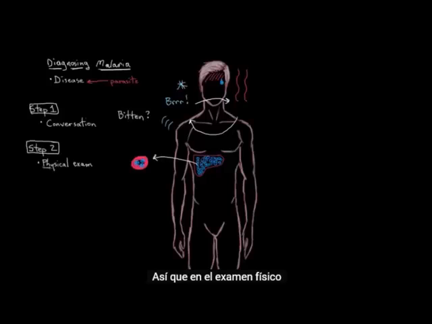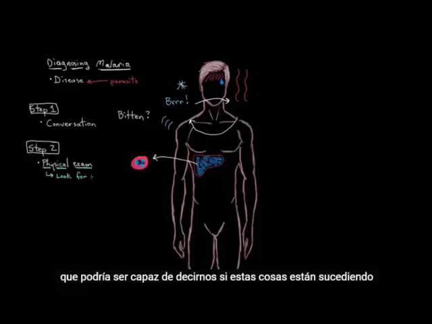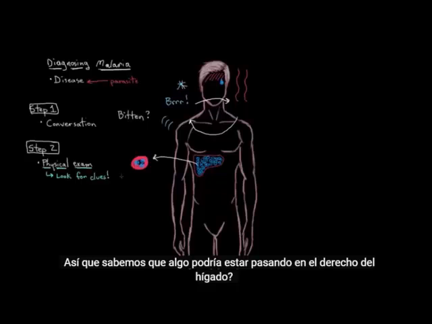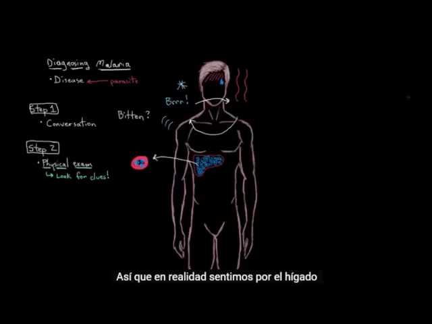So in the physical exam, we look for any clues on the outside of your body that might be able to tell us if these things are happening on the inside of your body. We know something might be going on in the liver, right? So we actually feel for the liver to see if it's enlarged. Because all of the inflammation that would be happening if the liver cells were bursting or if they were infected, that would make the liver enlarge a bit.